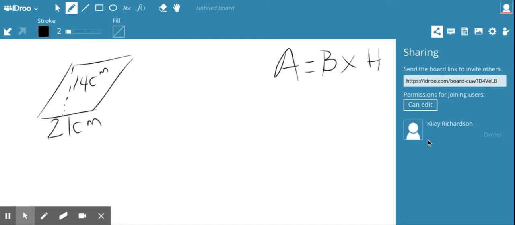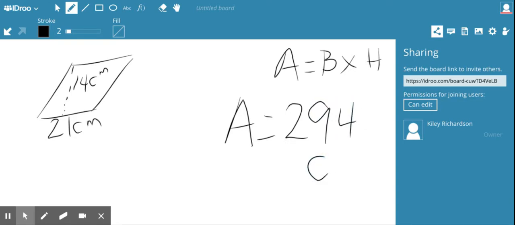Here we have a parallelogram with the dimensions of 14 centimeters for our height and 21 centimeters for our base. Our formula is area equals base times height. Your turn to answer it. And when you answer it, you get area equals 294 centimeters squared.